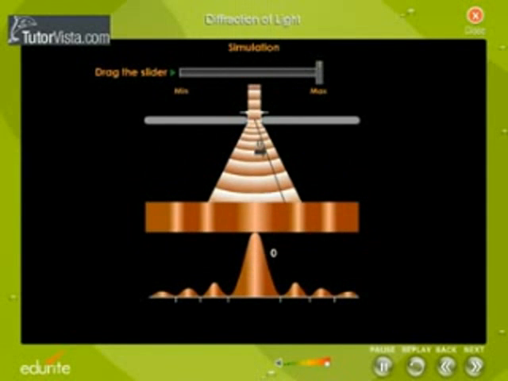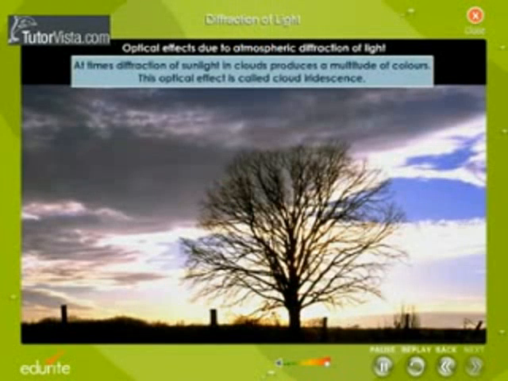We observe that the process of diffraction becomes much more pronounced when the dimensions of the slit are comparable to the wavelength of light. At times, diffraction of sunlight in clouds produces a multitude of colors. This optical effect is called cloud iridescence.